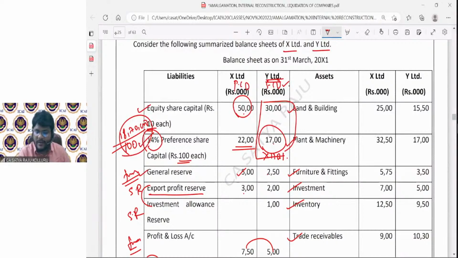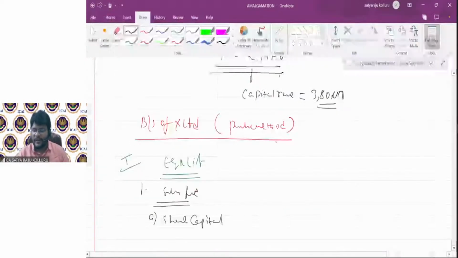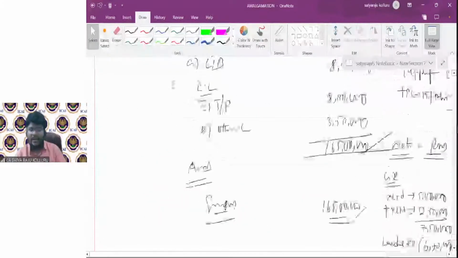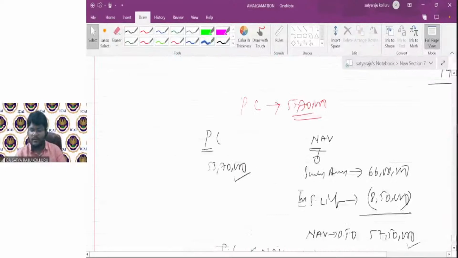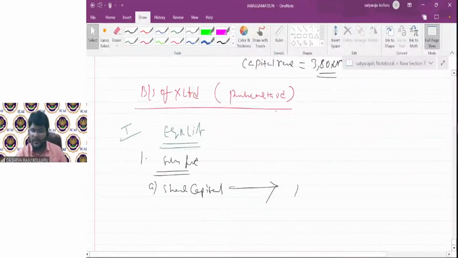Because the existing share capital of X Limited doesn't change, and the amount of PC also doesn't change. That's why there is no change in share capital. You can consider the same share capital. How much share capital did you get earlier? 125 lakh 70,000. No need to work it out once again. Put the same share capital, which is 125 lakh 70,000. Do you agree with me, all of you?